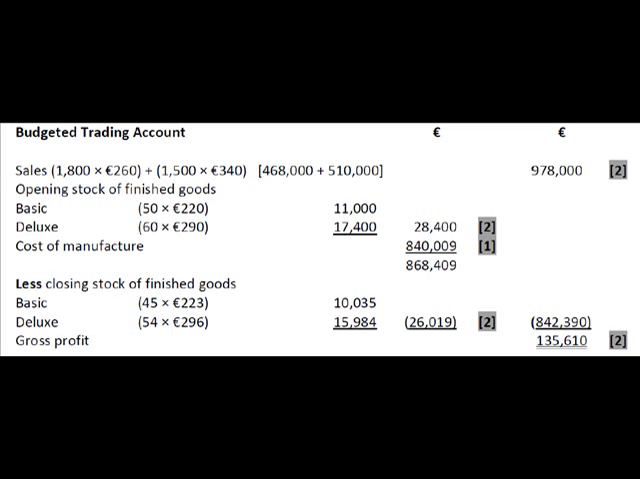Part D of the question asks us for a budgeted trading account. The sales are okay. I think that's our typical sales budget. You know, it's the quantity by the selling price. So that's €978,000. I'm sure you can work through that okay.